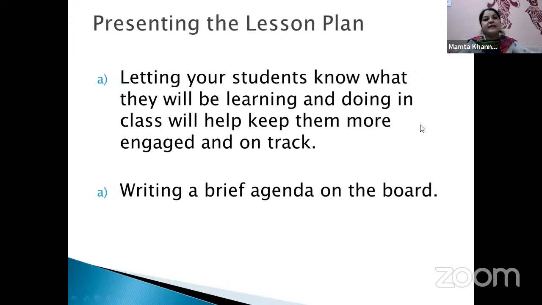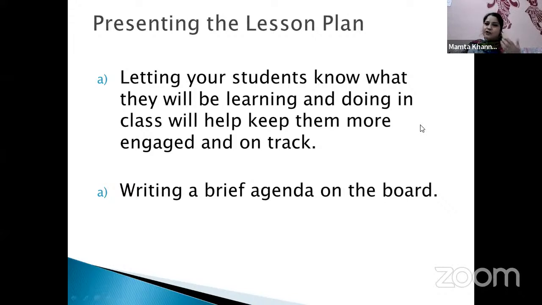Now presenting the lesson in your class, letting your student know what they will be learning and doing in the class will help them to get more engaged. So when you go to the class, you probe them to reach the topic, right? Now you write the learning objective in the class on the board. Why? To establish that connect in the class, right?